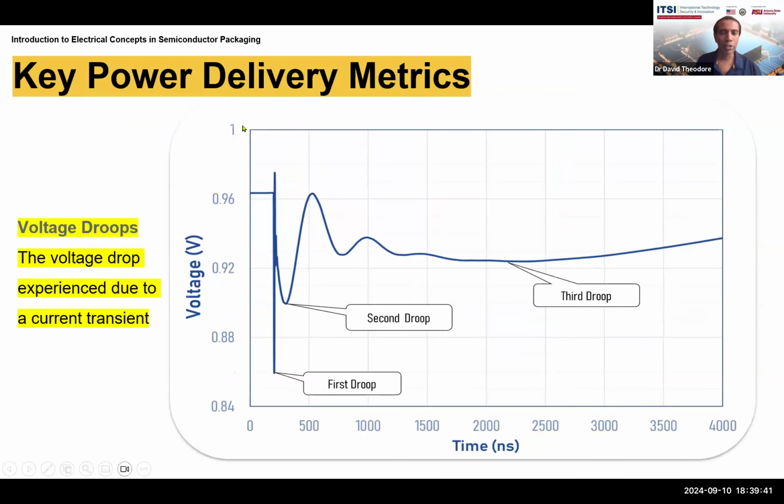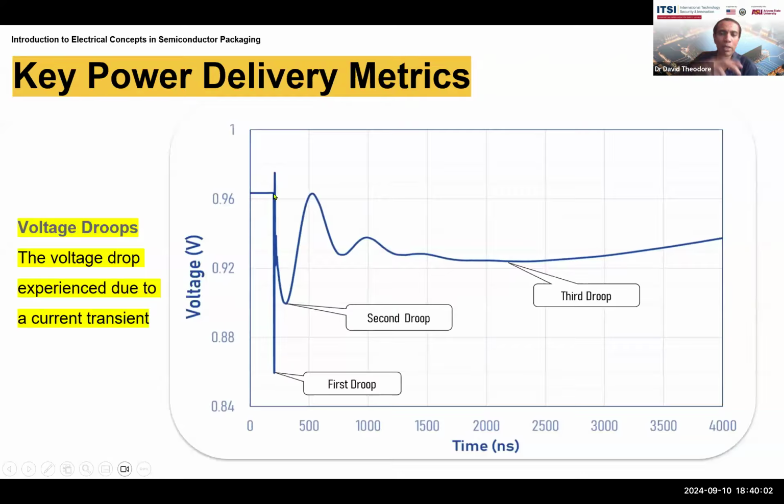So here is an illustration of this. On the y-axis here, we have voltage. On the x-axis, we have time in nanoseconds. This is a situation where the voltage, when you're not drawing any current from the source, is at 0.965 or whatever this number is. So let's call it 0.96.